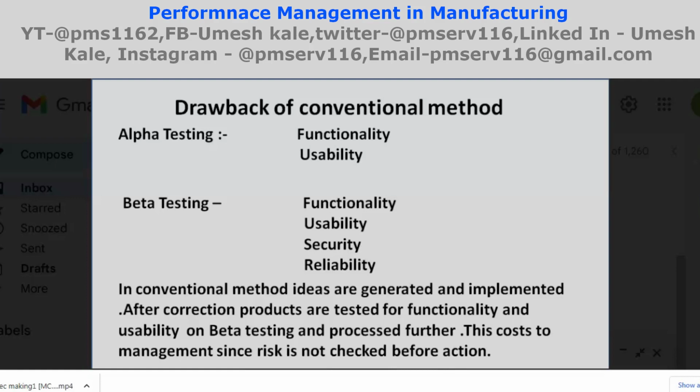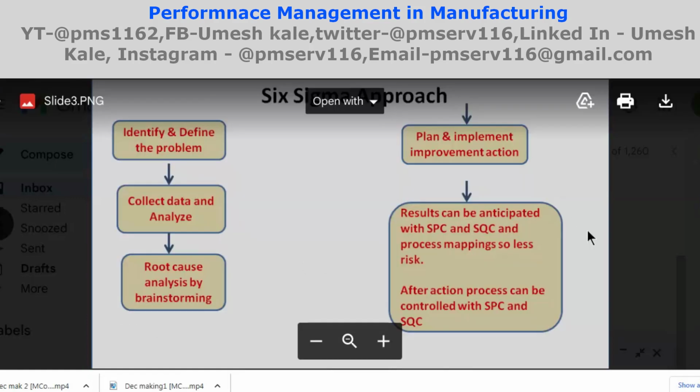the customer, it may affect the reputation of the management, and the cost involvement is also high, because if there is a problem in the product, you have to recall the product from the next stages, and it will affect your cost, risk and the reputation of the management. So in this way, the conventional method of problem solving has more risk and cost involved. Then we'll come to the Six Sigma approach for problem solving.